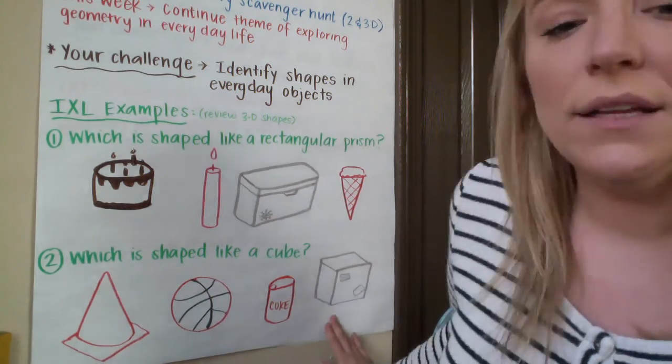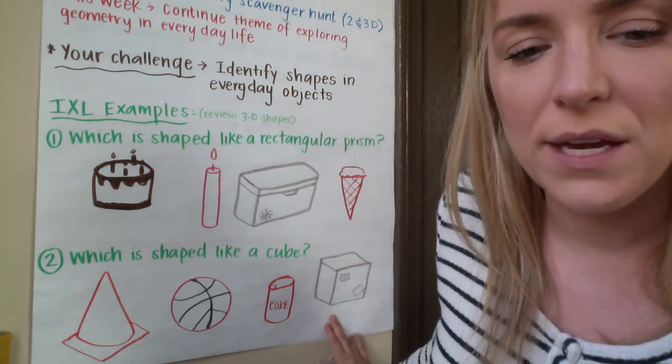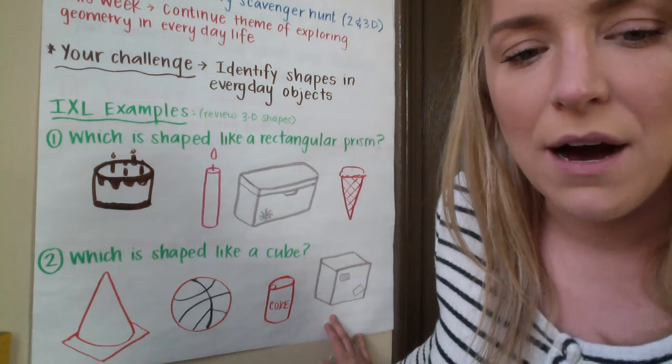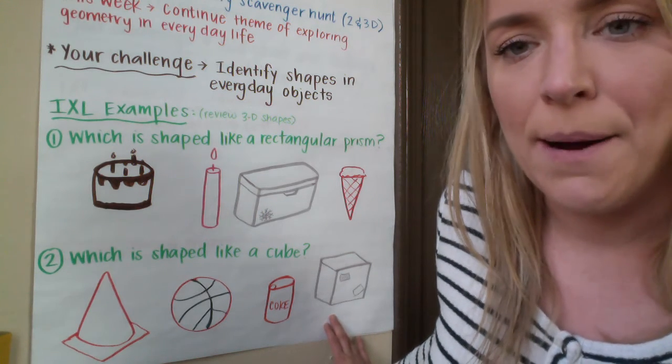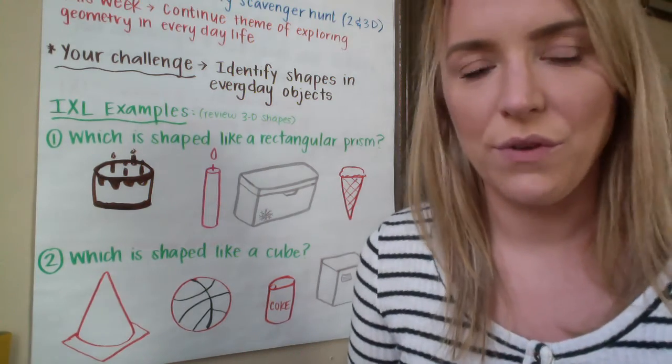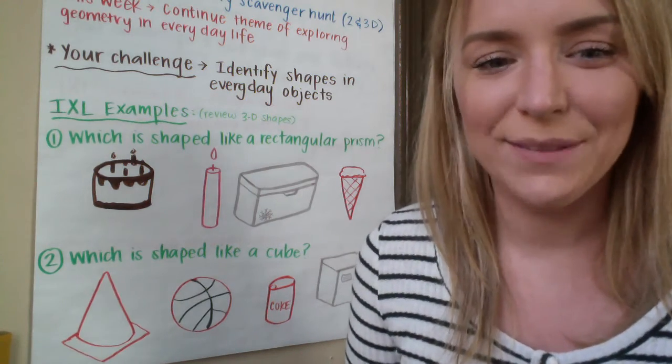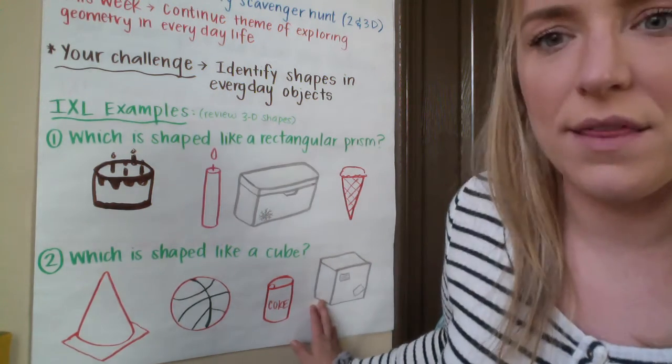And then finally, our package is going to be our cube here. It's got those 6 sides, 6 flat sides that are all equal. So they're the same length on every side. So you'd click on this package here.